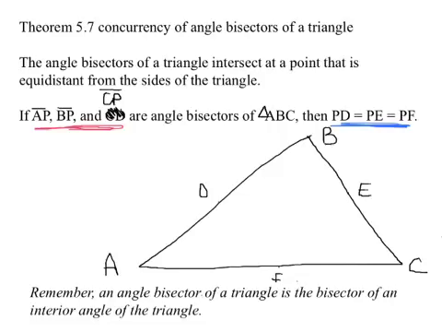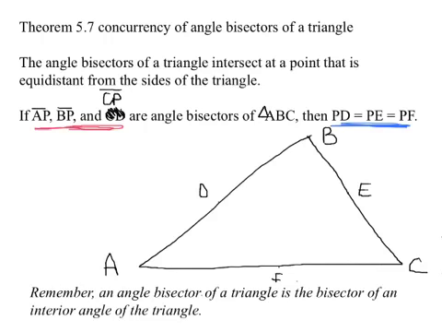Okay, we're in the second part of section 5.3. We're getting to a theorem that I think is a tad bit confusing, so go through it slowly. It's Theorem 5.7, concurrency of angle bisectors of a triangle. We learned about concurrency in section 5.2. Let me read the definition real quick for you.